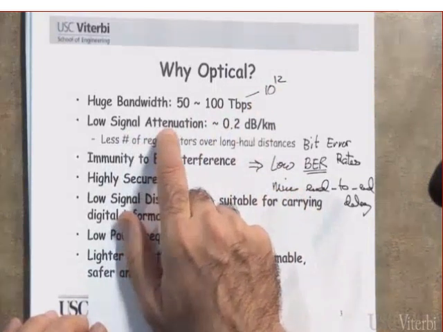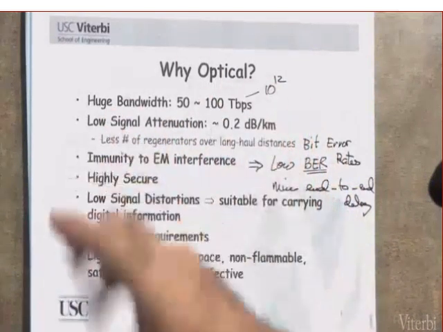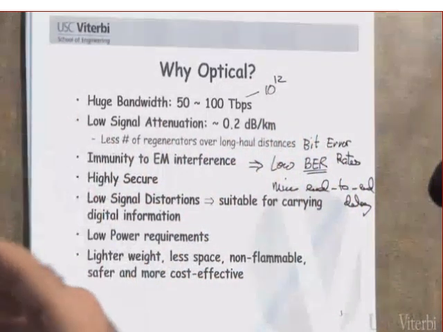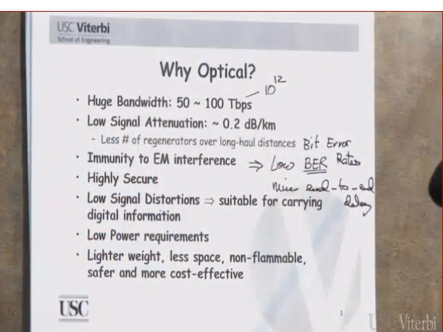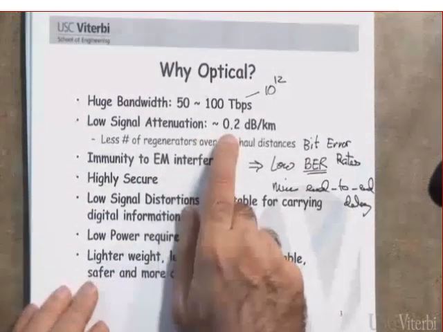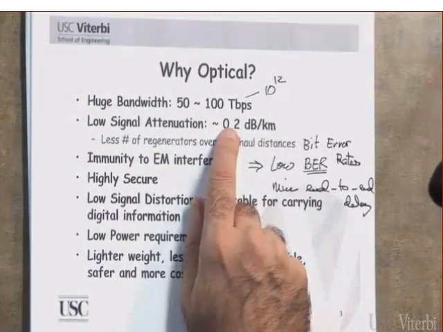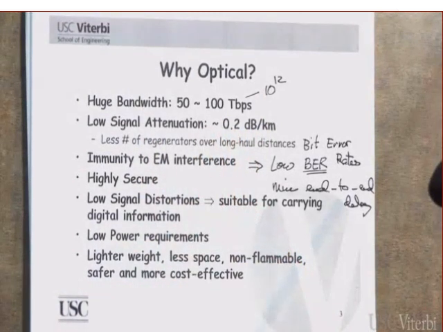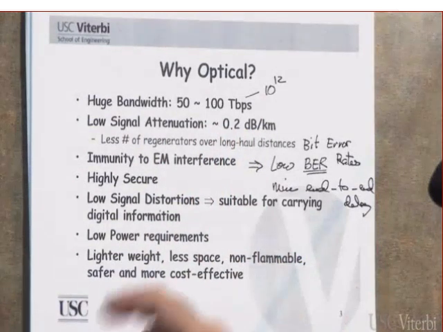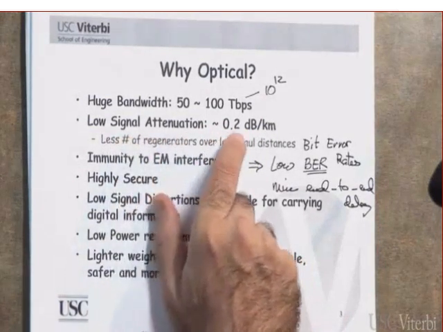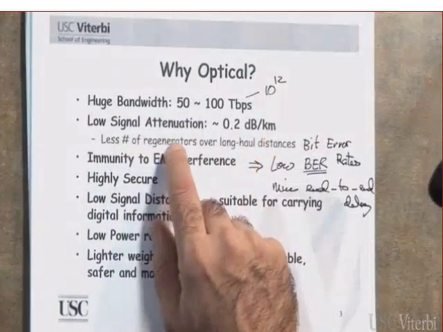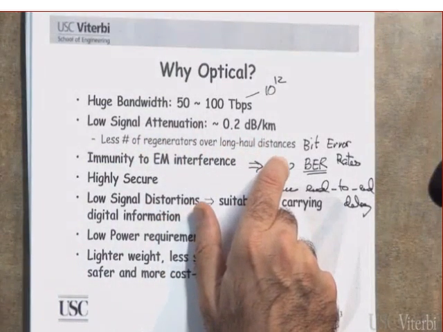Low signal attenuation. What does that mean? I don't need to put regenerators along the way, every half kilometer or every kilometer, because the signal is degraded. In fiber, because you are transmitting using an optical signal, which is much higher in the spectrum, the interference from outside is minimal. Are you familiar with dB? Every kilometer you will lose roughly 0.2 dB, which means almost nothing. So low signal attenuation, 0.2 dB per kilometer, means fewer regenerators over long-haul distances.